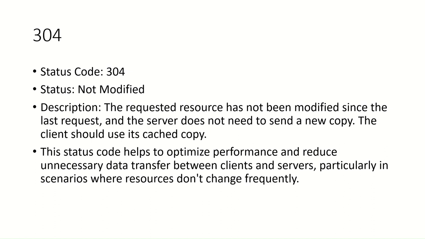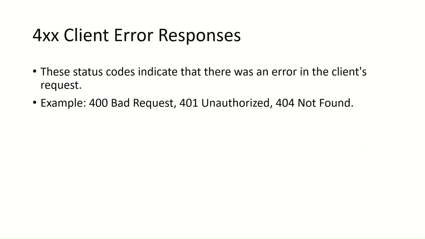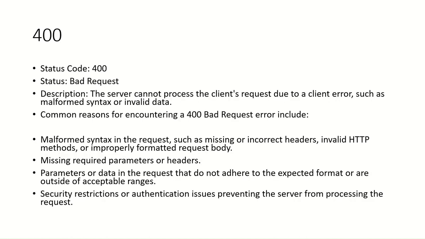Now coming to the next family of HTTP status codes, which is 4xx, which is client error responses. These status codes indicate that there was an error in the client request, and the main 4xx family status codes are 400, which is bad request, 401, which is unauthorized, 403, which is forbidden, and 404, which is not found. So I have not mentioned 403 here, but we'll discuss that as well. Now let me go to the next slide and discuss 400 first.